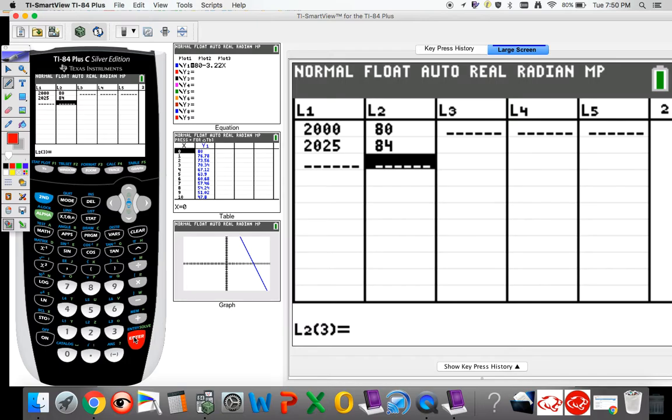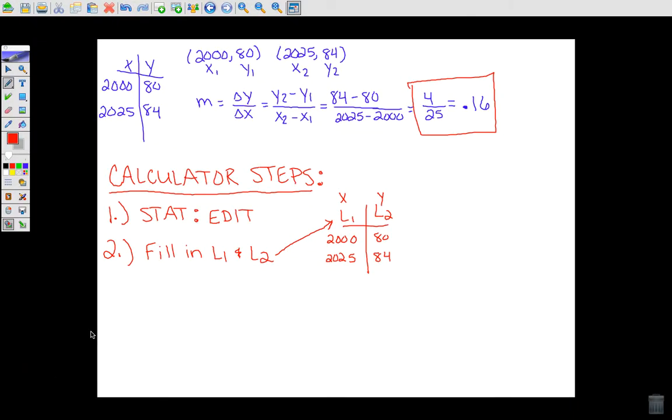All right, I'm going to write the next steps down, and then we'll do them. So number 3, you're going to go back to stat. You're going to go over to calc. And then you're going to hit the number 4. And I'll show you, then we'll write down.